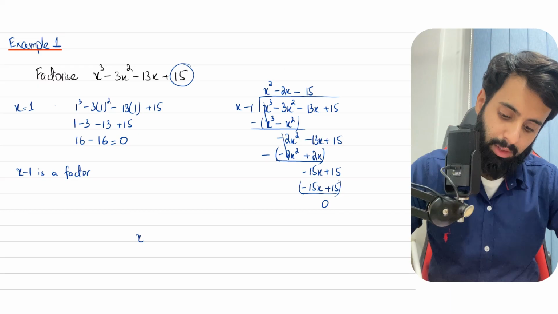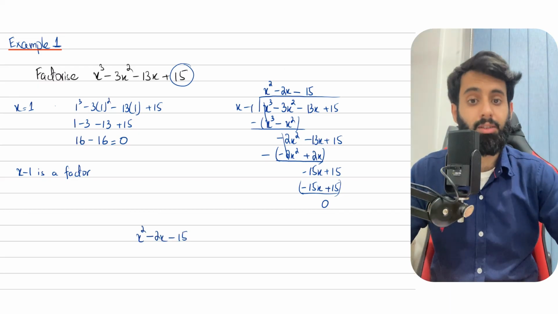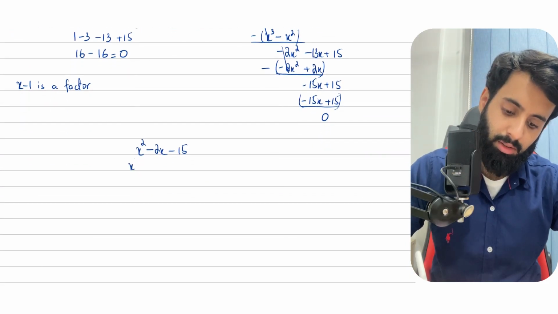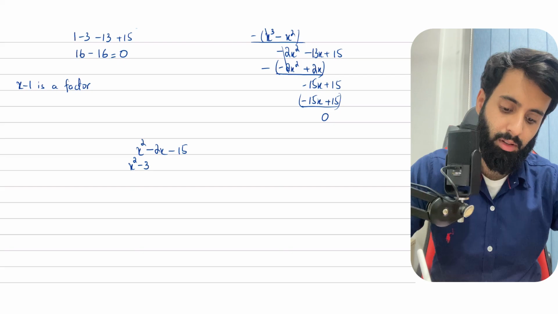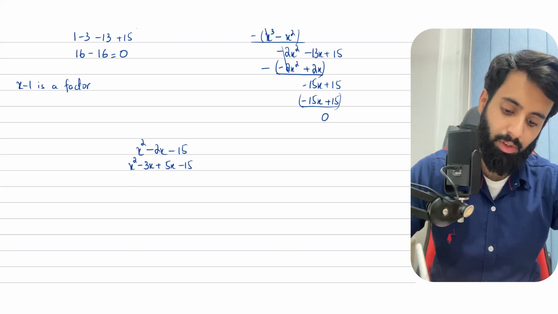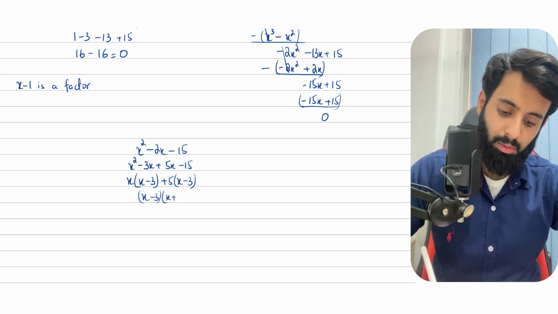And now what we have to do is further factorize x squared minus 2x minus 15. Factorize, remember, not solve, okay? So factors of minus 15 that give us minus 2. So they're going to be minus 3 and 5. So minus 3 and plus 5. Minus 3x plus 5x minus 15. x times x minus 3 plus 5 times x minus 3. That means we now have x minus 3 into x plus 5.